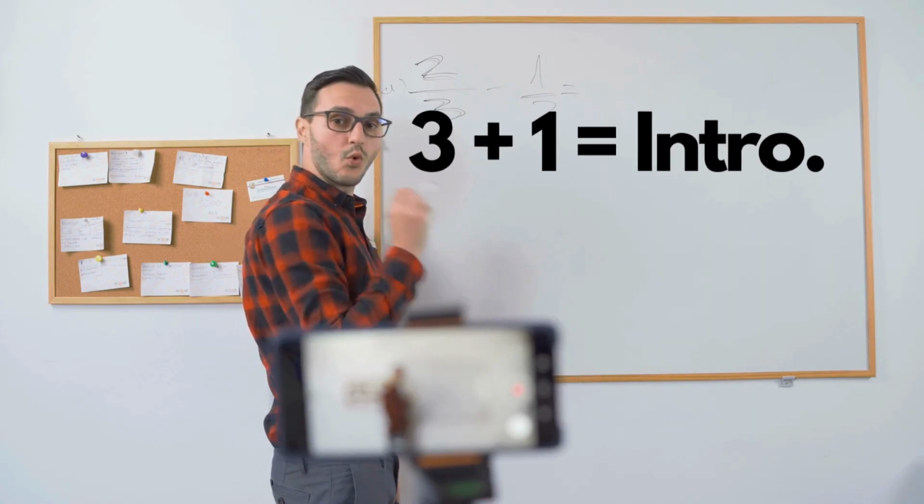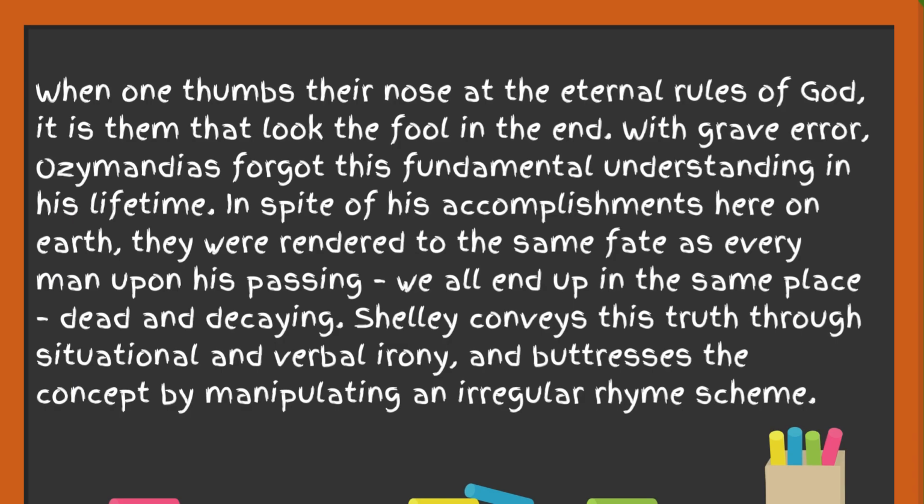Here is the first one. I'll just read it through from top to bottom, and then I'll pick it apart and show you everything that's involved in it. When one thumbs their nose at the eternal rules of God, it is them that look the fool in the end. With grave error, Ozymandias forgot this fundamental understanding in his lifetime. In spite of his accomplishments here on earth, they were rendered to the same fate as every man upon his passing. We all end up in the same place, dead and decaying.